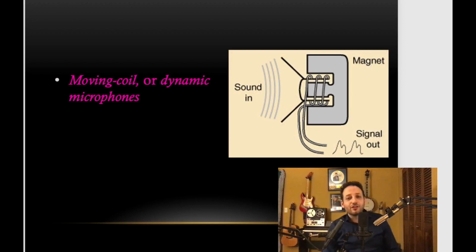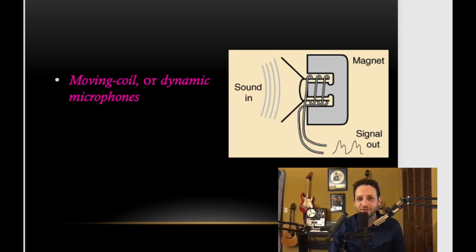All right, so the first mic we're going to talk about is called the moving coil or dynamic microphone. And I've got an example right here. This is our moving coil and dynamic microphone today. The moving coil microphone operates on a pretty simple principle, electromagnetism. So how does that work?